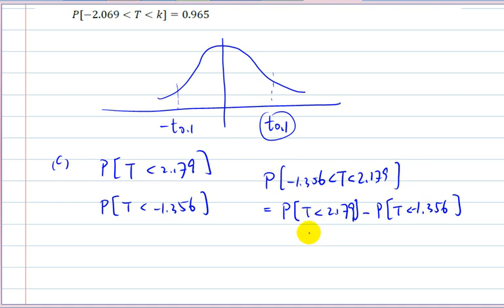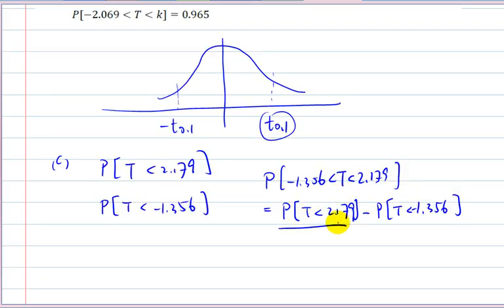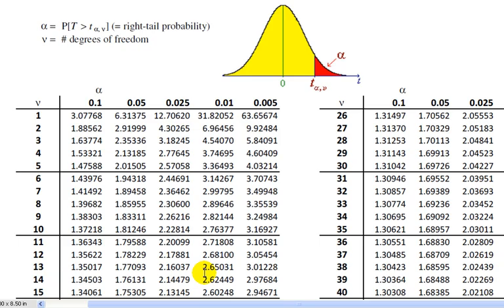Still, you make use of the table, but when you make use of the table, you have to be careful. What the table is giving is the probability when T is greater than a certain value. So if I look at this one, what is the probability for T less than 2.179? From the table you can find probabilities for T of this.